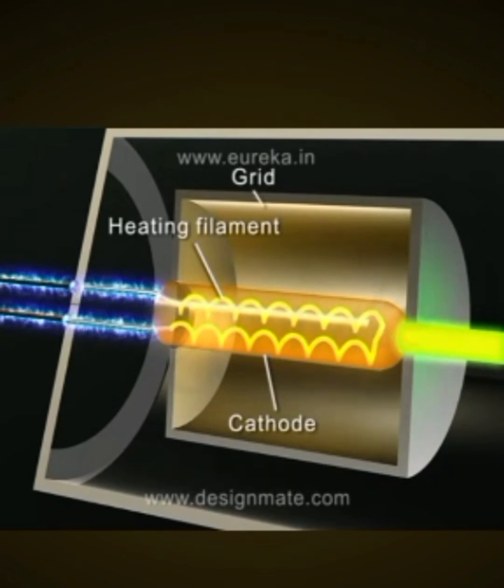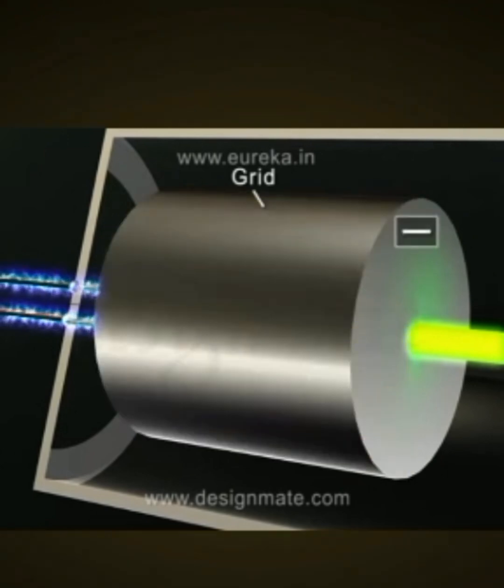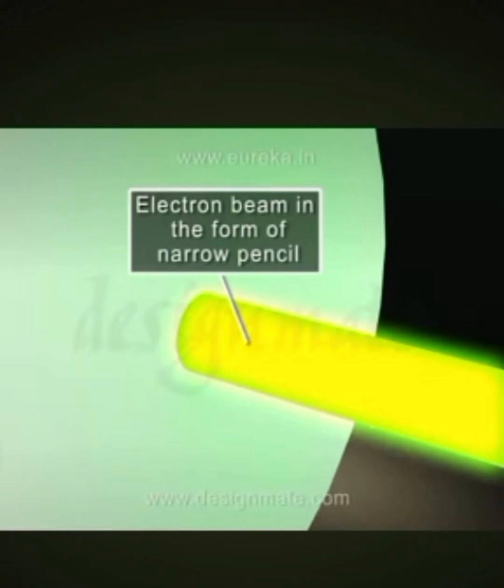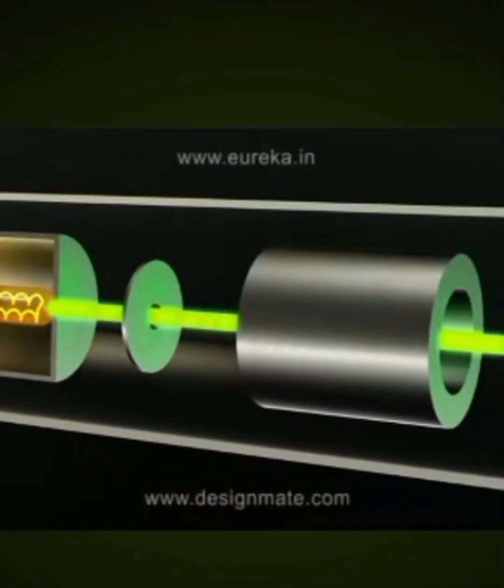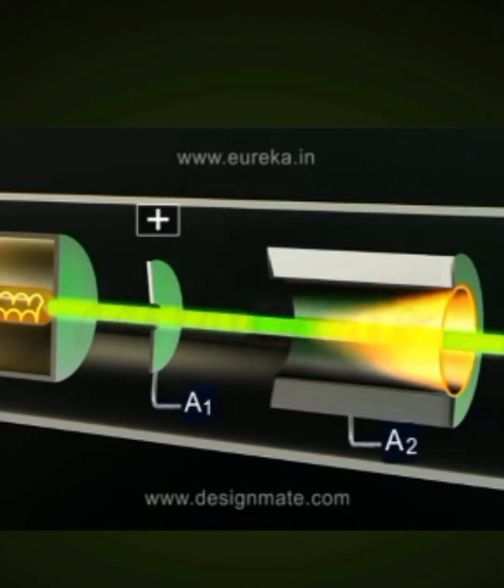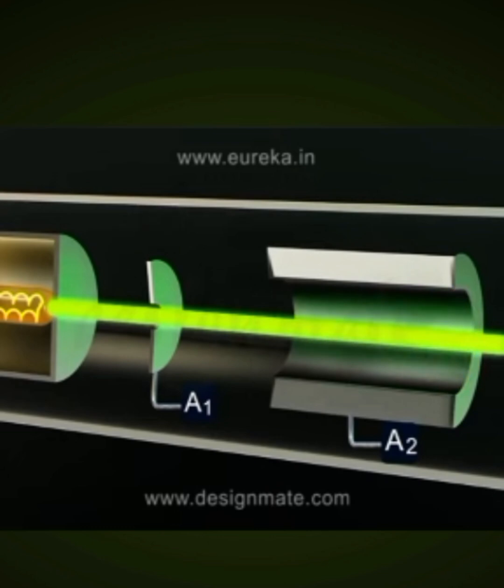Grid. It is a nickel cylinder which encloses the heating filament and the cathode completely. It is maintained at a negative potential with respect to the cathode. As a result, the electron beam converges because of repulsion between electrons and negative potential of the grid. Electrons come out in the form of a fine, narrow pencil. This electron beam is then accelerated by means of anode A1 in the form of a plate with central hole. Another cylindrical anode A2 is kept to focus the beam further. This anode is kept at lower potential than that of anode A1.